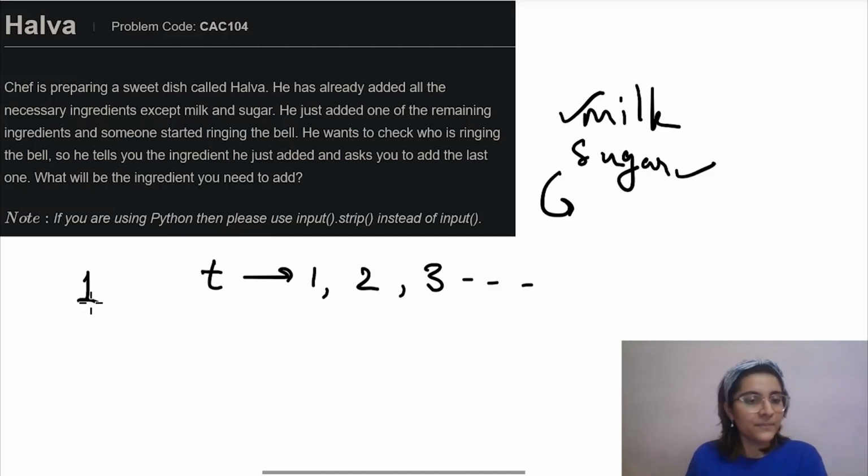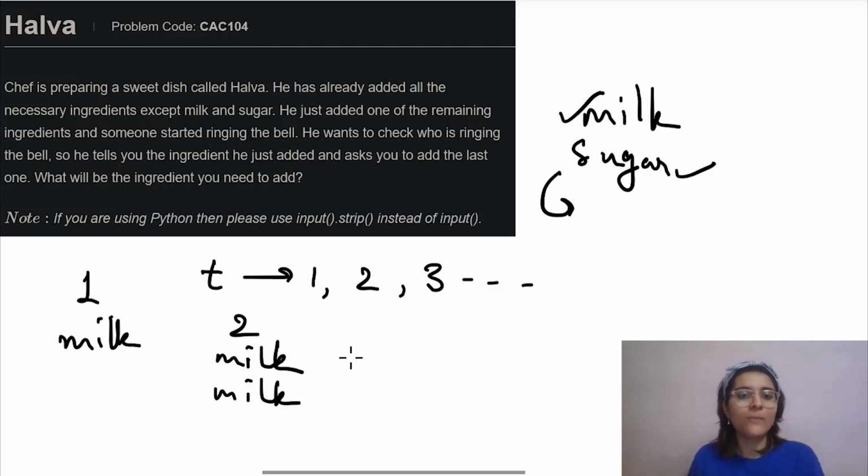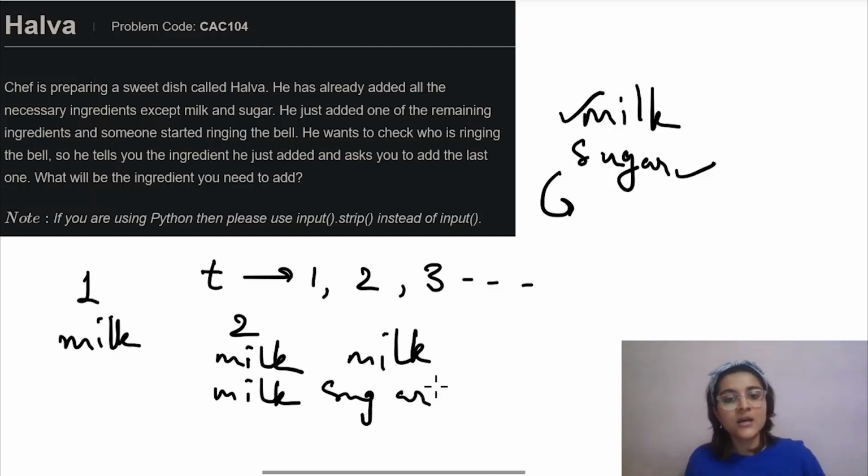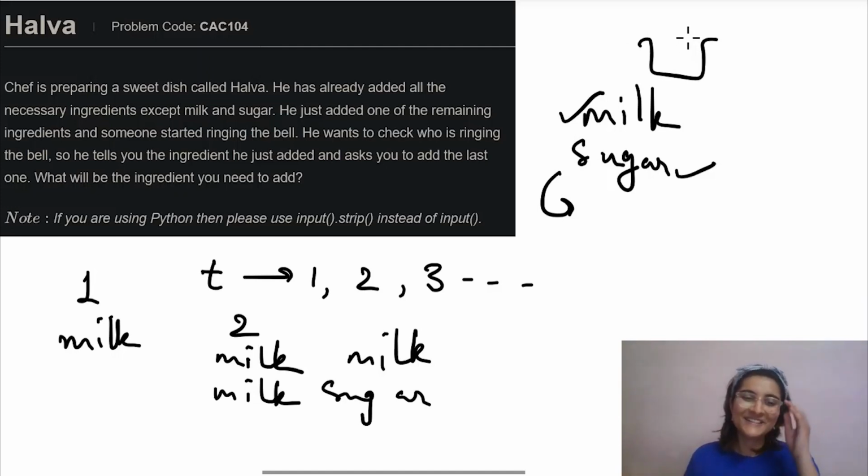Now, for example, if you're given 1, then you will just be given one line of input. If you're given 2 as T, then you will be given 2 lines of input. Maybe let's say milk and then again milk, or milk and sugar, or sugar and milk, any combination of these. Right, you get the point. You'll be given a single line of input in which one of these two ingredients will be written, and that is the ingredient that Chef has already added into his halwa.